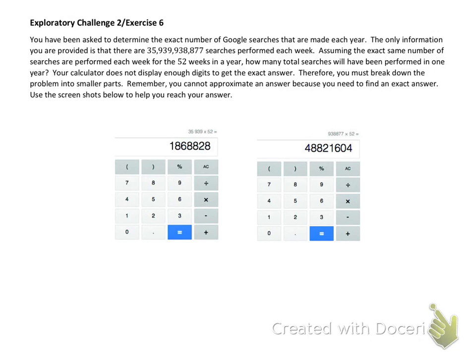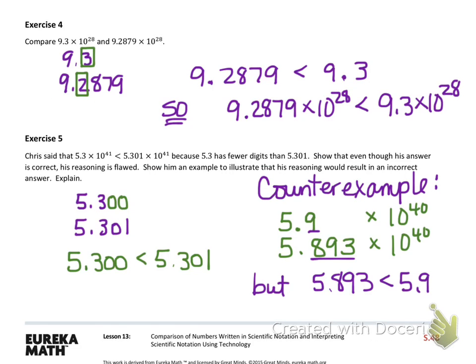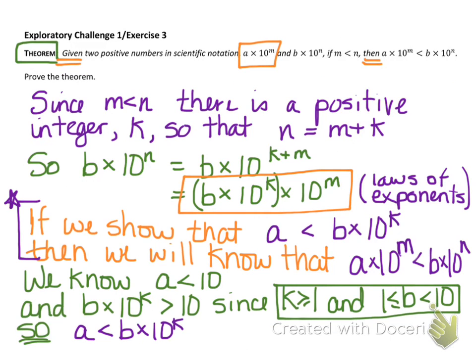I just wanted to recap what the major points were for today. And to do that, let's go back to our theorem. In our theorem, we showed that given two positive numbers in scientific notation, the one with the lower exponent is the smaller number overall. Okay, so it doesn't matter what a and b are, but they have to be in scientific notation.